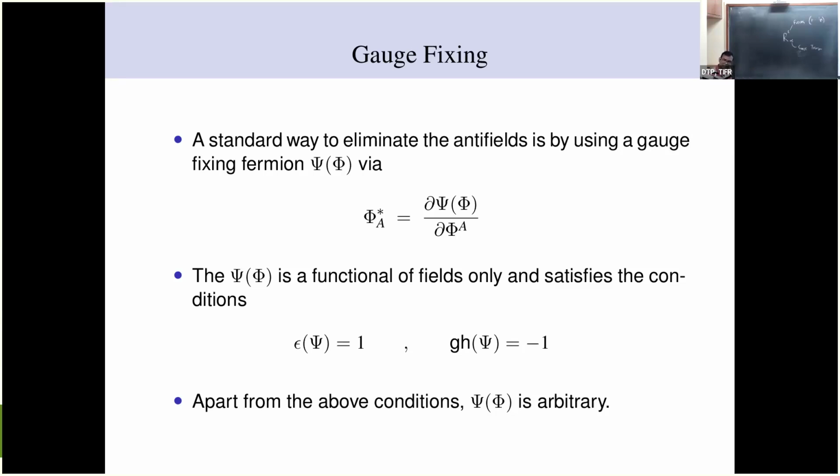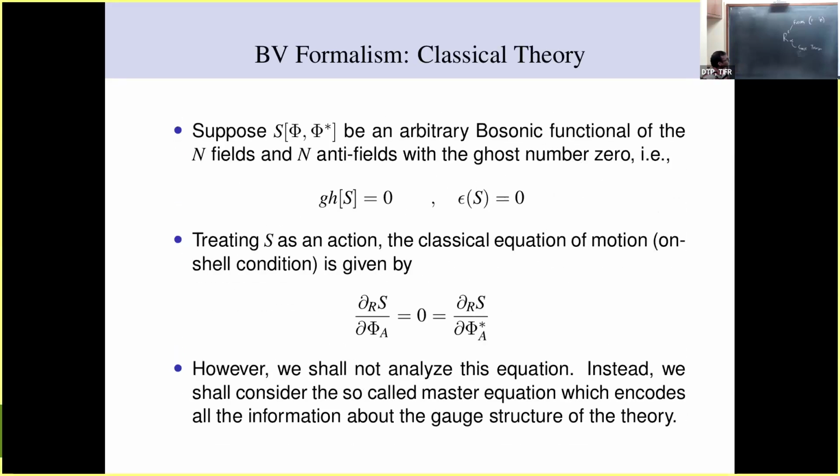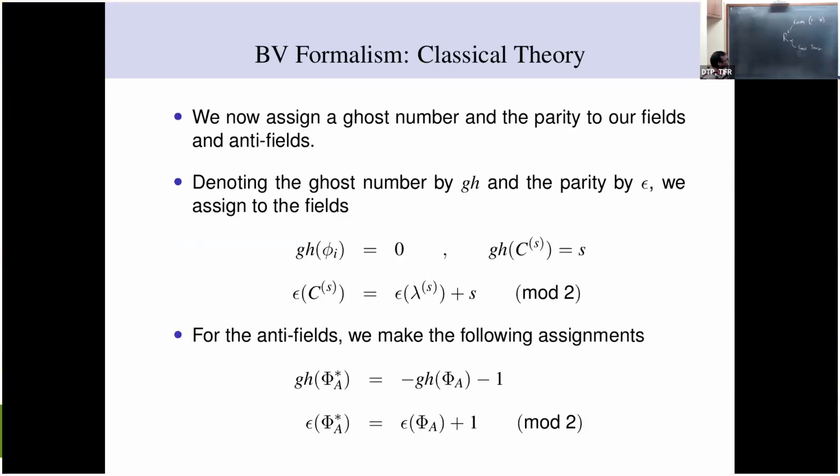-1. Is there an antifield with ghost number 0? So let us see. There will be antifields with all possible ghost numbers. So this was your condition. For example, if you have a ghost field with ghost number 0 for the ordinary field, then the antifield will have ghost number -1.